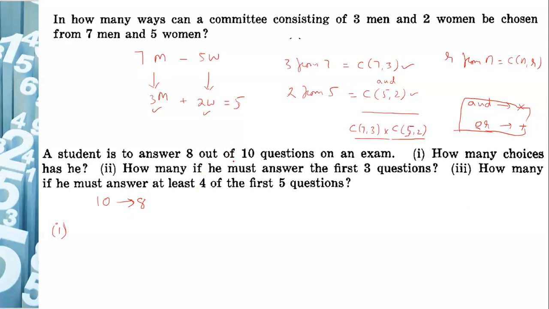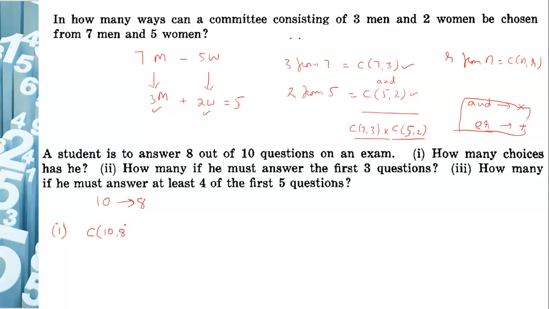Let me go for the first one. How many choices has he? He has to attempt 8 questions, any 8. He may go for 1 to 8, or he may go for the third, fourth, fifth, leaving the first two. Like that, any 2 questions he can leave and write the remaining 8. How many ways are there to attempt this question paper? So how many choices is he having? Simple. He has to select 8 from 10.